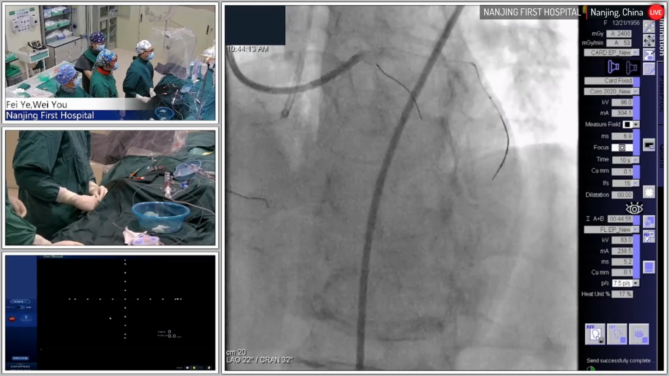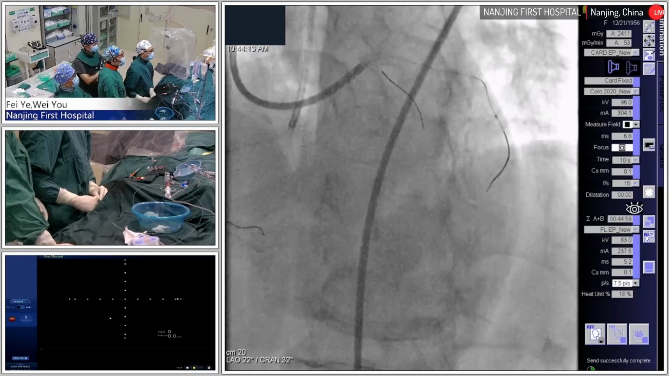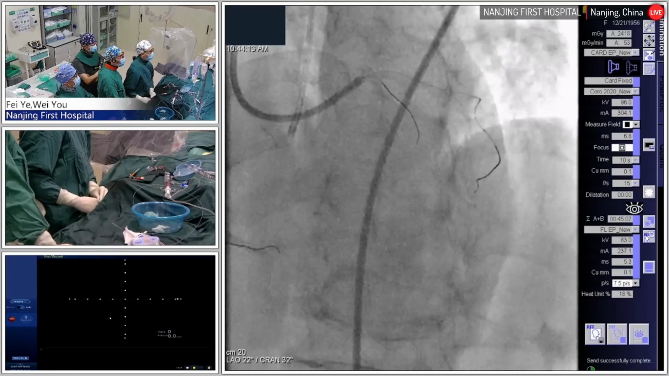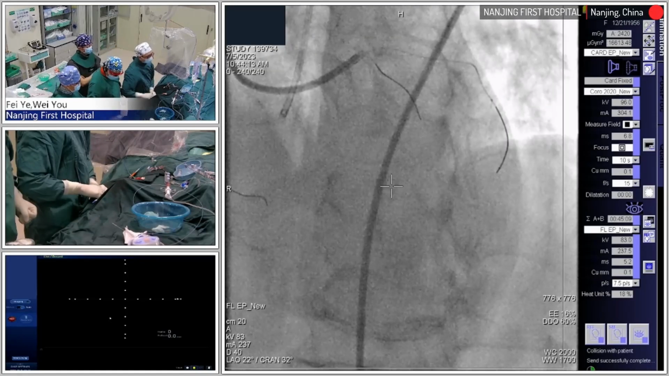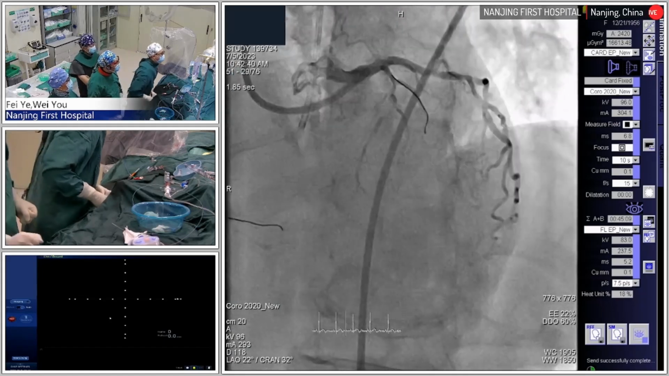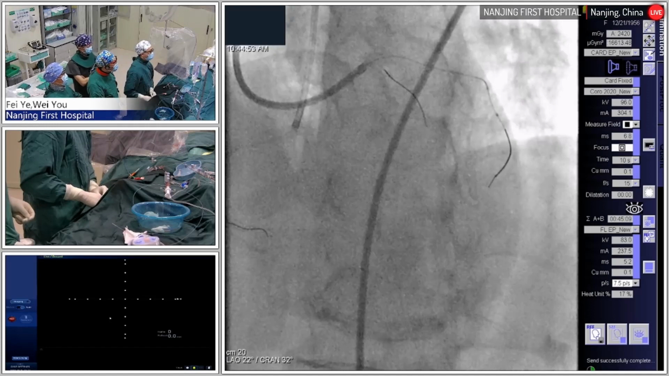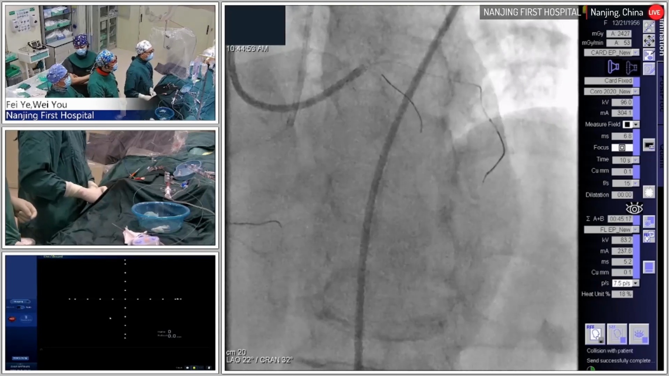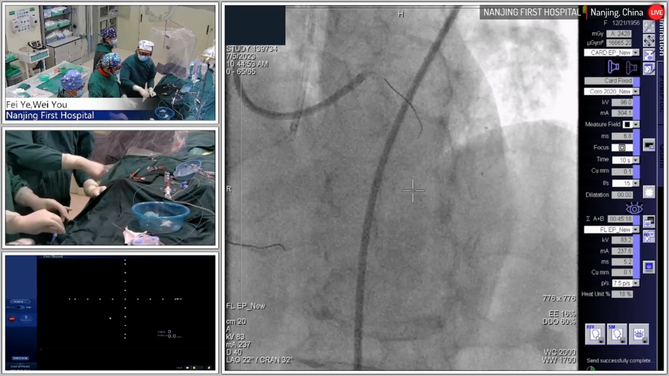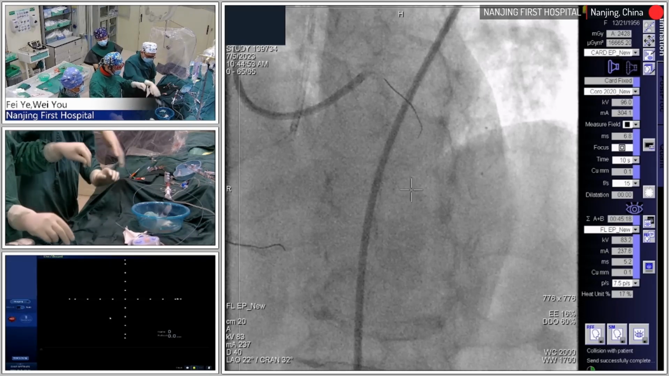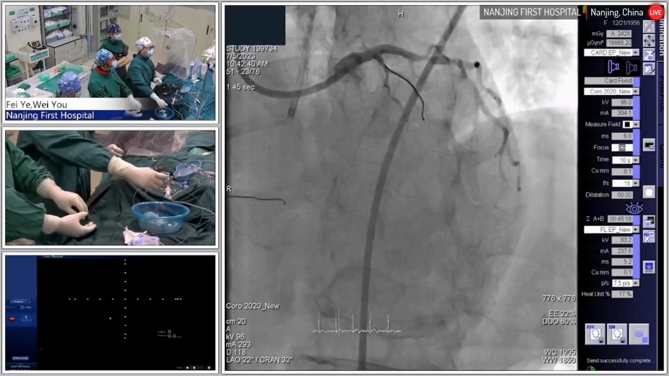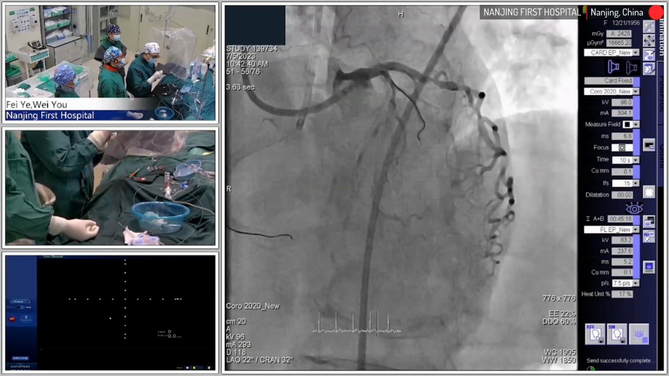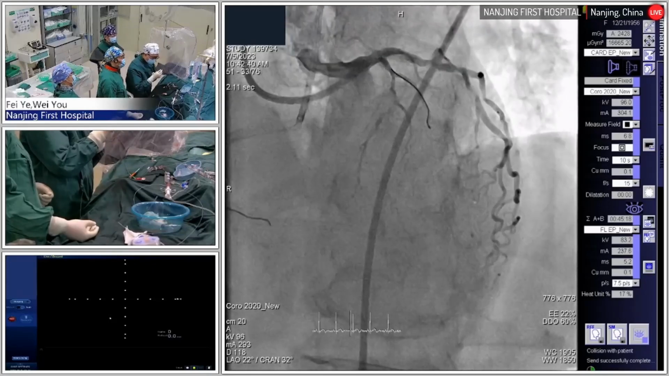Very tortuous here. Previous angle. Very, very tortuous here. You should reshape the tip of the wire. Give me more bend. Previous angle, please. You can see the collateral is very, very angulated. So we think, just try. If failed, maybe I will switch to another strategy.